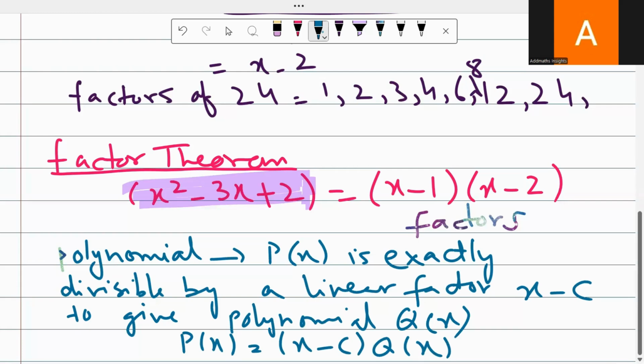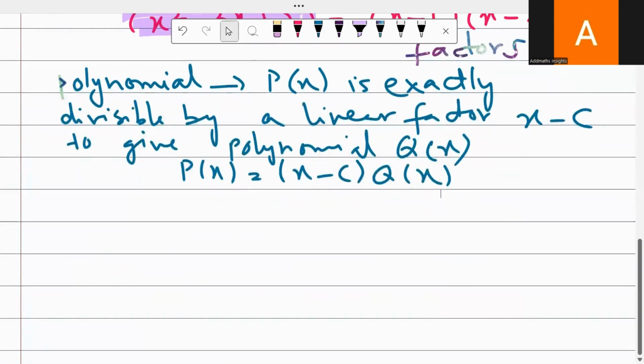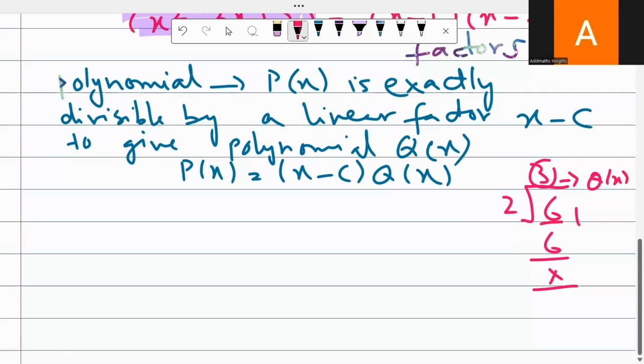I will give you a simple example to understand the concept. For example, you divide 6 by 2. Your remainder is 0. This is q(x), this is called q(x), and this is your p(x). This means 6 is equal to 2 into 3. So this is the simple way to describe this theorem. And the remainder in this case is 0.